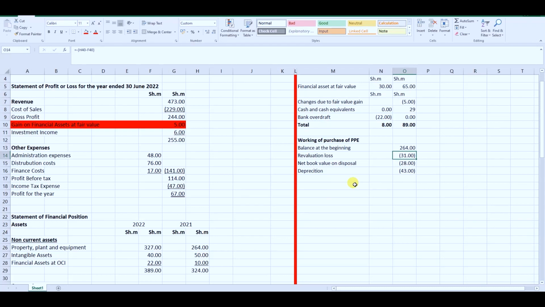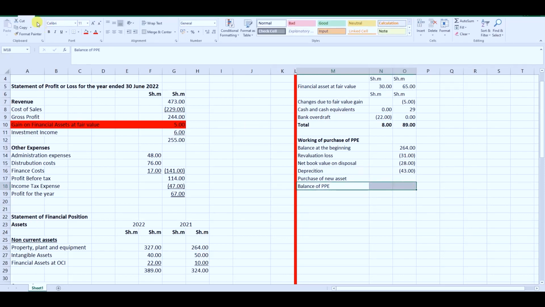Once we've done depreciation, we need to get the purchase of new asset over here. We don't have the value of the purchase of the new asset, but we already know what the balance of the PPE is. So the balance of PPE, or balance of property, plant and equipment.